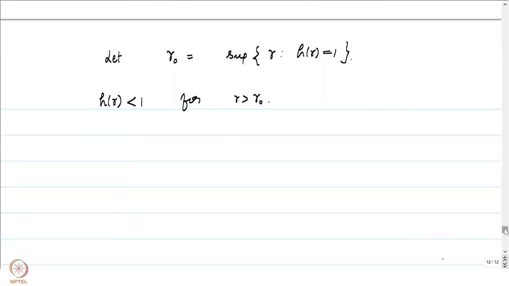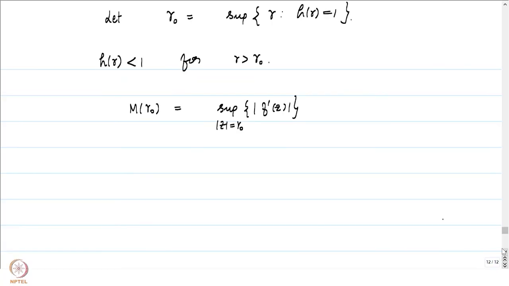Let's now focus on M of R naught. What was M of R naught? Recall that M of R naught is just the supremum of the absolute value of F prime of Z, where we range this over the circle of radius R naught. That circle is a compact set, and F prime being a continuous function attains its maximum at some point. Let's call it Z naught. Let Z naught be such that mod Z naught is equal to R naught, and F prime of Z naught is equal to M of R naught, because we pick one such point.